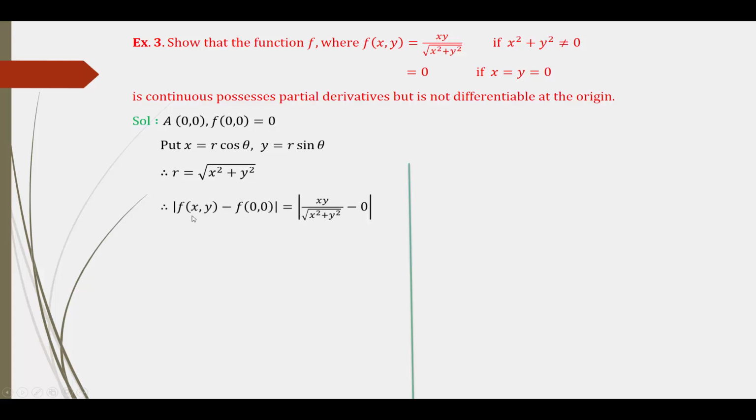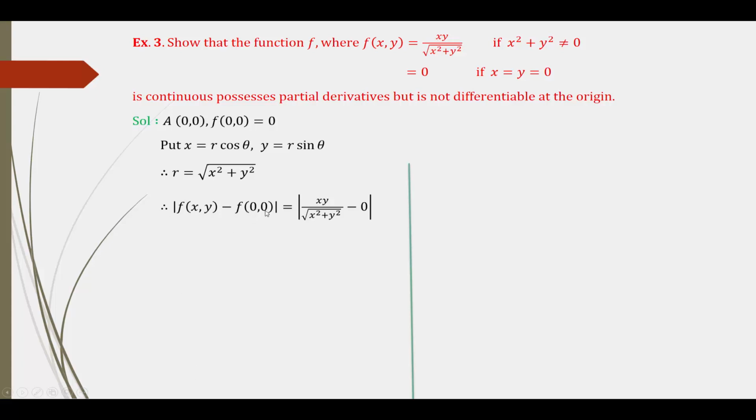Now find the value of the modulus of f(x,y) minus f(0,0). We have to show that the limit of f(x,y) equals f(0,0), then the function is continuous. So by the epsilon-delta definition, find their difference. If the difference is less than epsilon, then the function is continuous. So find out the difference.